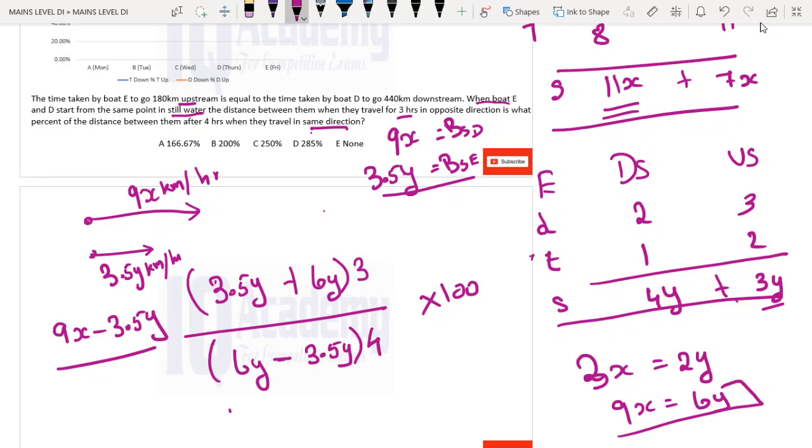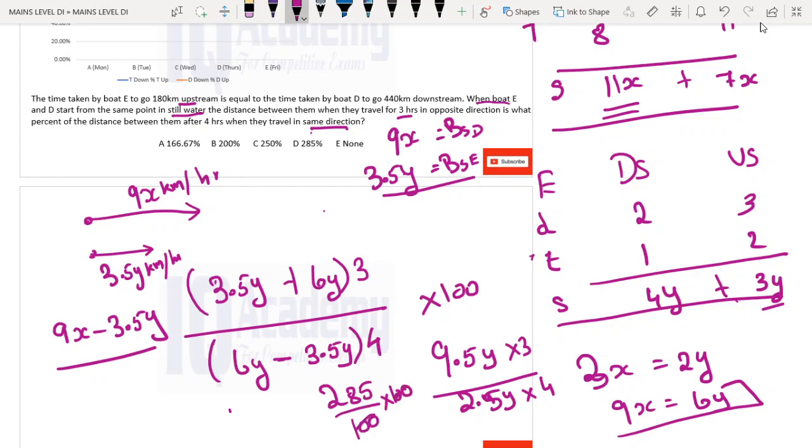So (3.5y plus 6y) into 3 by (6y minus 3.5y) into 4. If you add these two, you will get 9.5y into 3, and if you subtract, you will get 2.5y into 4. This will be nothing but 285 by 100 into 100. So this will be 285 percentage. So the answer is 285 percentage. Okay, right? So we'll move to the next question.